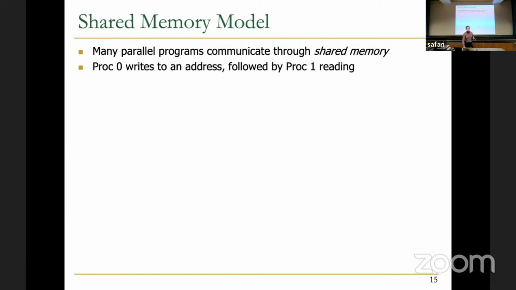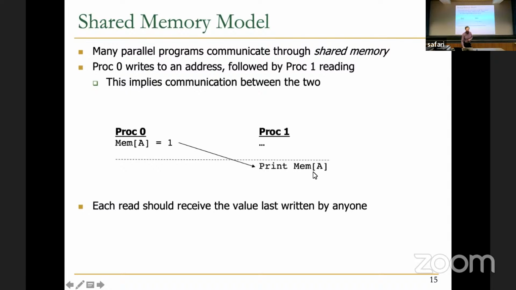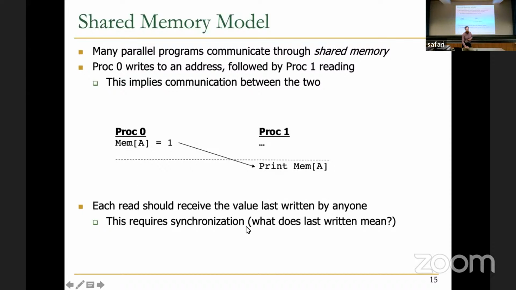Let's say processor 0 writes to an address, followed by processor 1 reading from that address. This implies some communication between the two, right? Again, this communication may be synchronization or maybe some shared data update. And you can see this is an example, right? Processor 0 writes something, processor 1 prints that location. Here, each read should receive the last value written by anyone, right? And this requires some sort of synchronization.